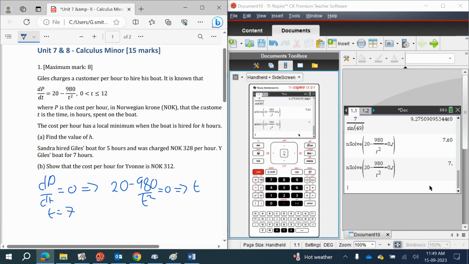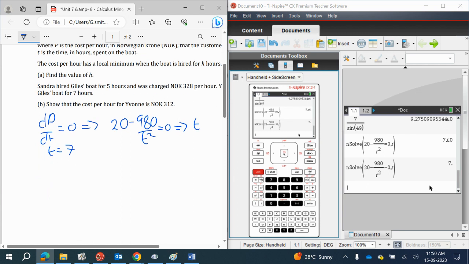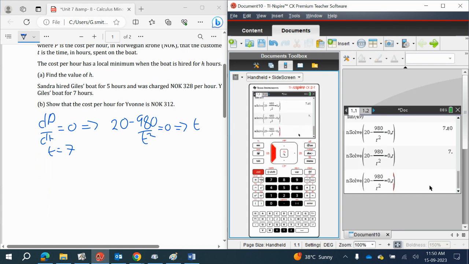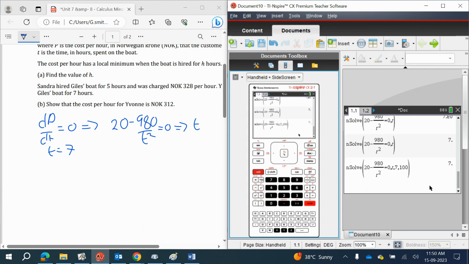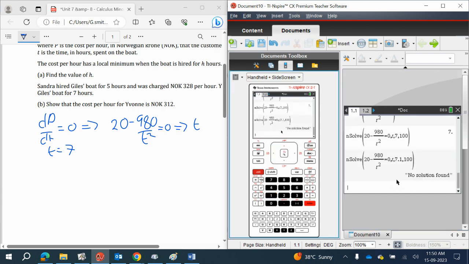Is there another solution? There might be a negative solution on that one as well. Yeah, it's going to be negative. We don't use the negative answer. But I was considering, is there another answer? So for instance, is there another positive answer? I would enter comma 7, comma 100 or something like that. And I got 7, so pull that one up, sorry. Comma 7.1. No more solutions. I'm good to go.